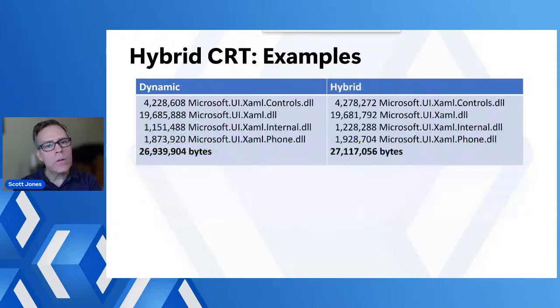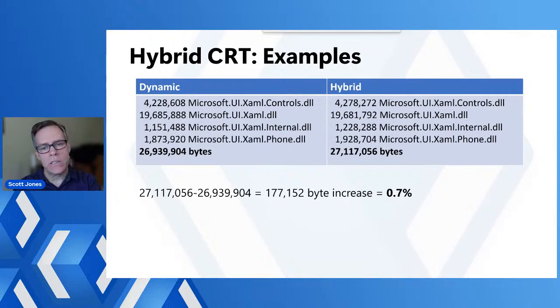A better example would be the WinUI DLLs that comprise the Windows App SDK. The larger the image, the larger the binary, the better the payoff as we switch from dynamic to hybrid. And in fact, if we look at the Microsoft UI XAML DLL, we actually see a savings in moving to hybrid. So the net in this case of the 4 WinUI DLLs is just 177K increase, or 0.7%, which is very small. It's practically a break even to not have to worry about the redist.